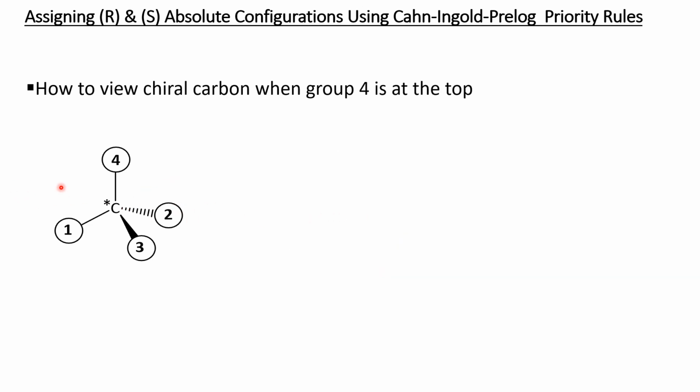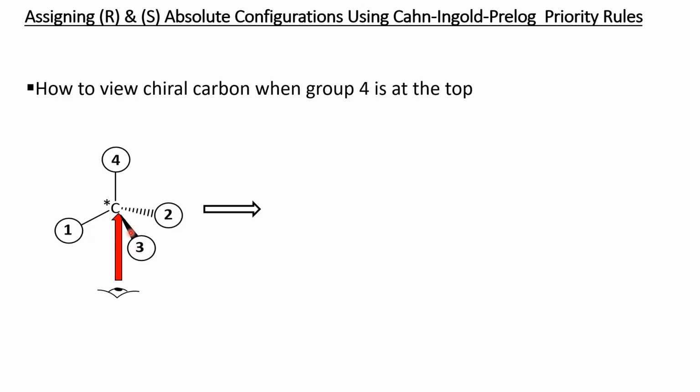Here is another example, but in this case, group 4 is pointing upward. The question you should ask yourself is, which position can I view this carbon from that will position group 4 in the back of this carbon? Viewing this carbon from the bottom will position group 4 in the back of the chiral carbon. Now group 2 will be to your right, group 3 to your left, and group 1 pointing downward.